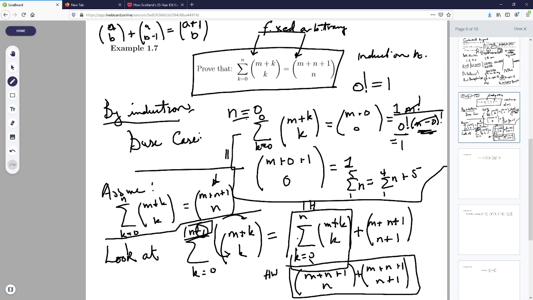So because of that, we see that this m plus n plus 1 is a, and b is equal to n plus 1. So a is equal to m plus n plus 1, and b is equal to n plus 1. And so what we're going to get here is that this thing is equal to m plus n plus 2 choose n plus 1.